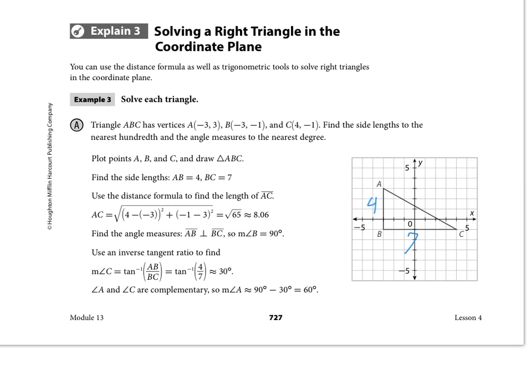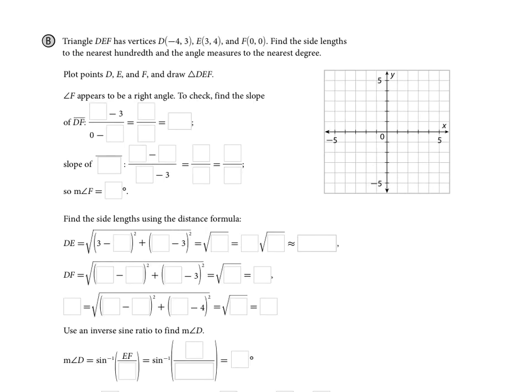Moving to the next page to do part B of solving a right triangle on the coordinate plane. This time we're not given the diagram, but we are given the points, so let's start by plotting those points. D is -4, 3.